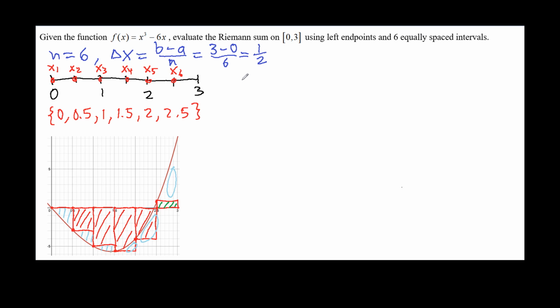We now proceed to calculate this Riemann sum. Since we are asked to find the Riemann sum using the left endpoints, we denote this by L, and because we need to use 6 equally spaced intervals, we use the subscript 6. So the width of all of our rectangles is delta x, and then we have to multiply that by the height of each one of these rectangles, which comes from f of x1, the next one from f of x2, and so on all the way to f of x6.